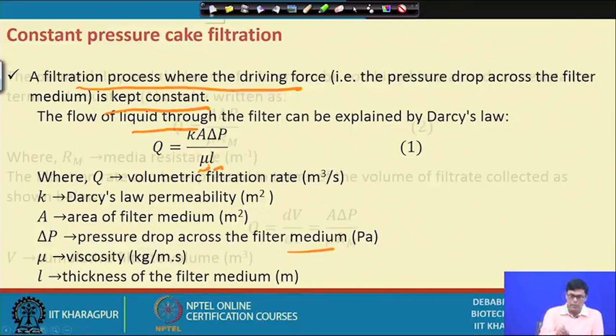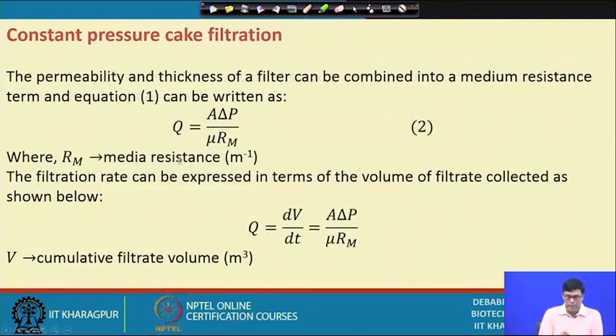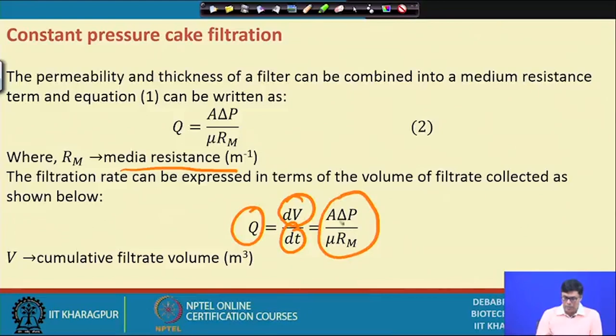of the filter media. Now Q is the flow rate passing through the filter media, again Q equals A into del P by mu into Rm. Rm is considered as the media resistance, and Q is the flow rate. This can be expressed as dV by dt, and this will again be equal to this same formula that we can put here.